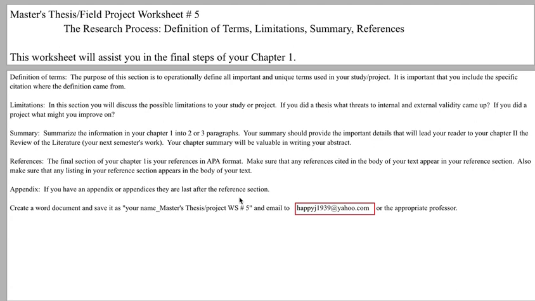And that's it. You should now be complete with your chapter 1 proposal. Just put the whole thing together.